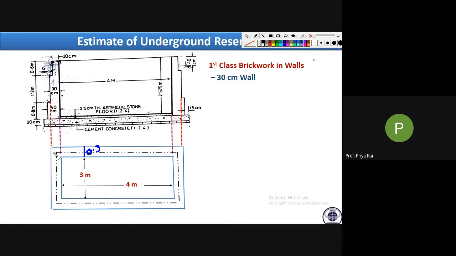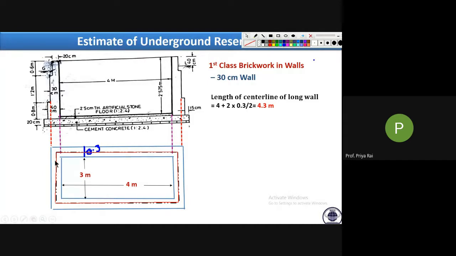This center line length from here to here, here to here, here to here. If we calculate this center line length, it can be considered as the length of the wall itself. So length of the wall into breadth of the wall into depth of the wall will give us the volume. 4.3. Very good. So length of the central line is 4.3.